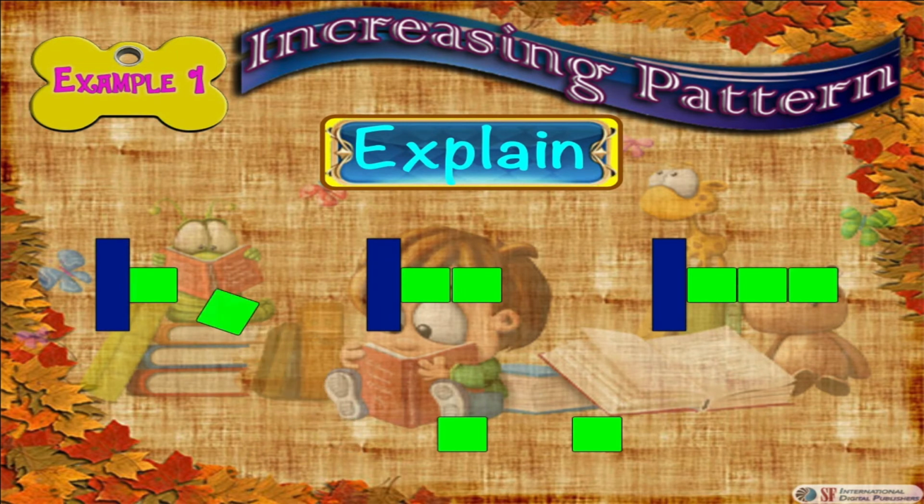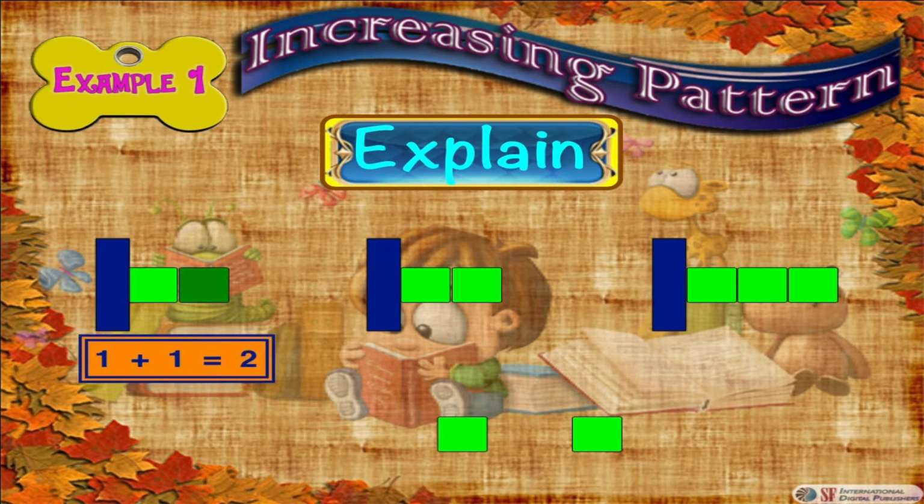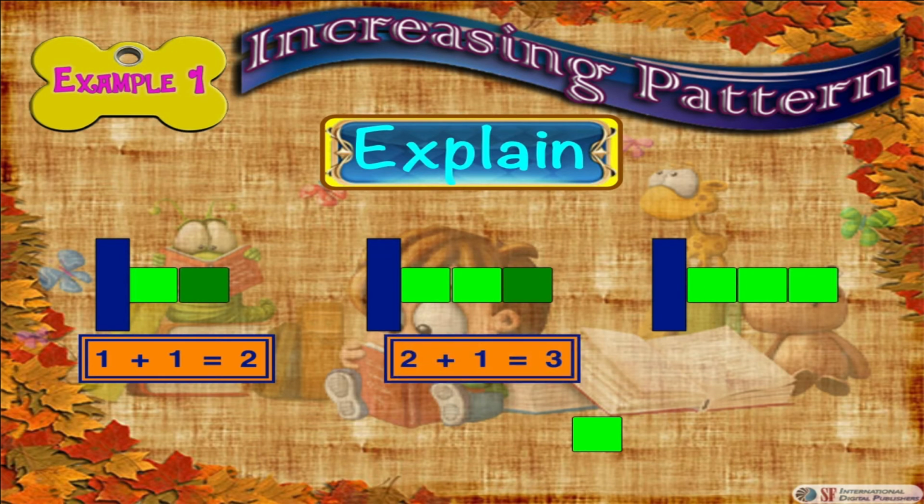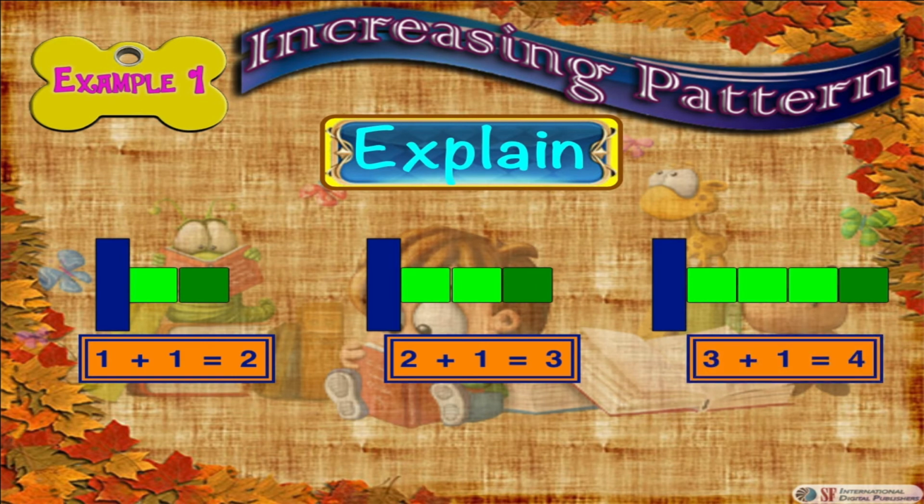When we assign a green block to the first group, it becomes a group of 1 green block plus 1 green block equals 2 green blocks. Similarly, by assigning a green block to the second group, it becomes a group of 2 green blocks plus 1 green block equals 3 green blocks. And finally, when we assign the last remaining green block to the third group, it becomes a group of 3 green blocks plus 1 green block equals 4 green blocks.